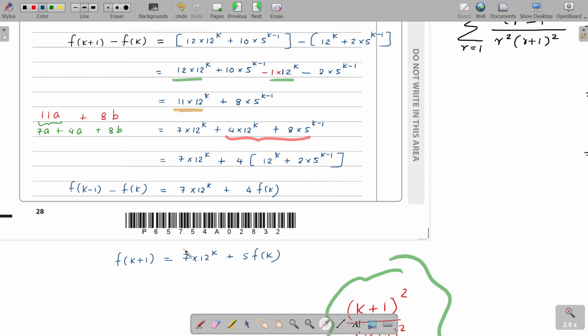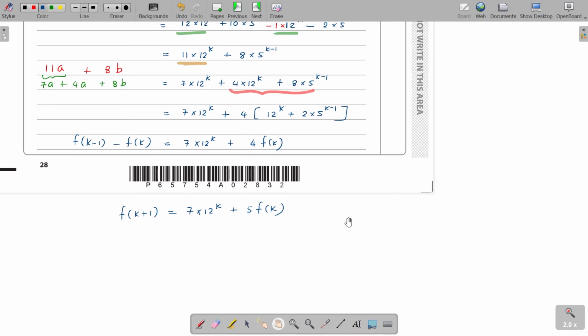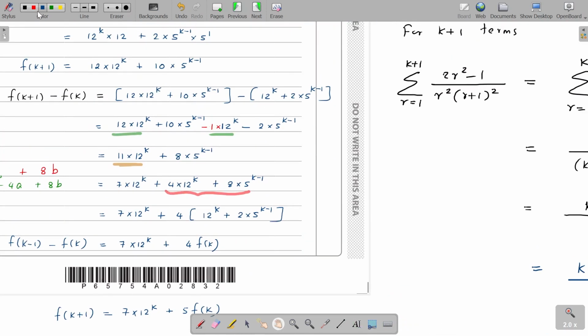Before giving the conclusion, shall I show how to fix it with the other number? So if you fix it with the other number here, let me show you how. So this was 11a plus 8b. I'm using a and b for convenience here, okay? A is 12 to the power k and b is 5 to the power k minus 1. We will not write that for the exam, but we will just use it to understand, okay?